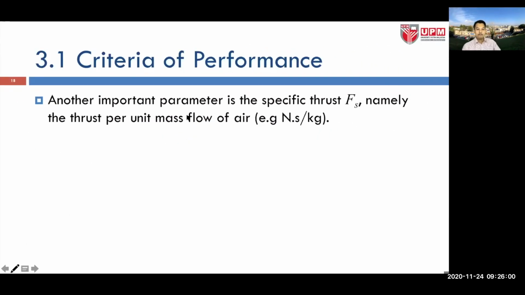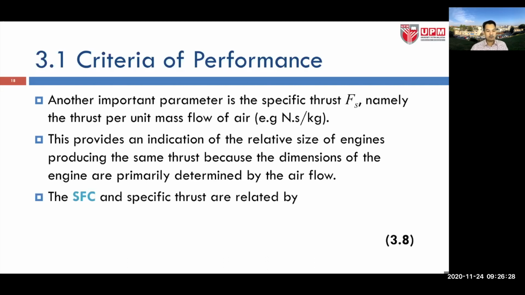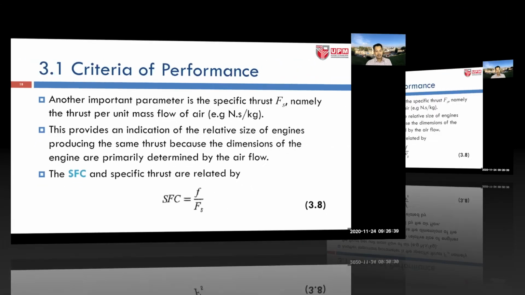Another important parameter is the specific thrust. We have the Fs, namely the thrust per unit mass flow of air. So the unit is basically Newton second per kilogram. And this provides an indication of the relative size of engines producing the same thrust, because the dimensions of the engine are primarily determined by the airflow. And the specific fuel consumption and the specific thrust are related by equation 3.8, which is specific fuel consumption equal to F over Fs.